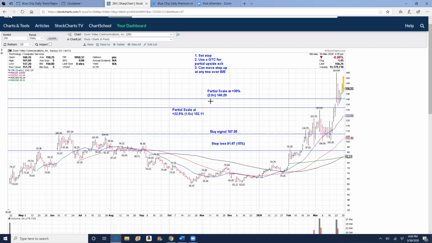Now, if the trader decides instead of running 1.5, they want to run 2.0, so they want to risk $1 to make $2, then they could put the GTC at 30%, so 140.20.